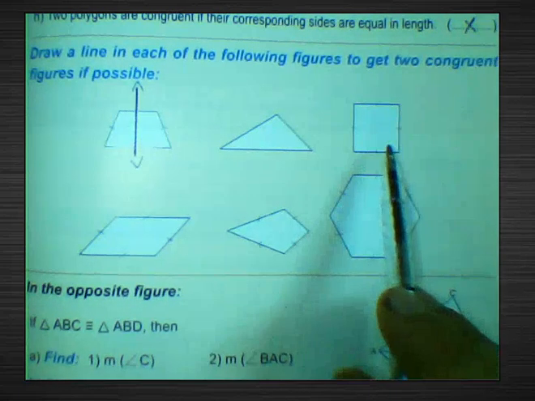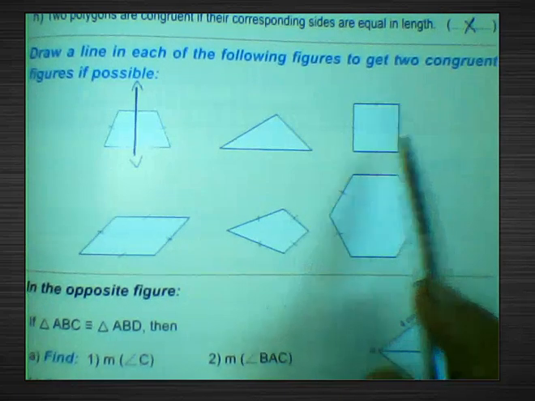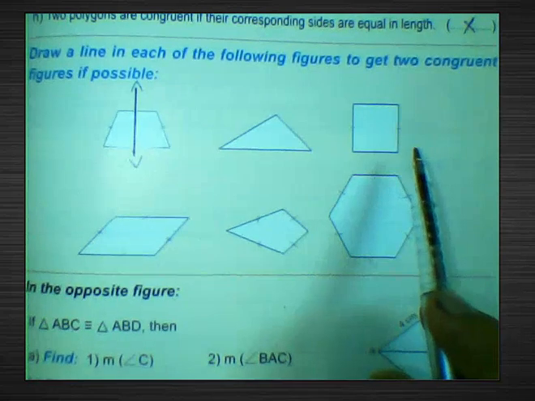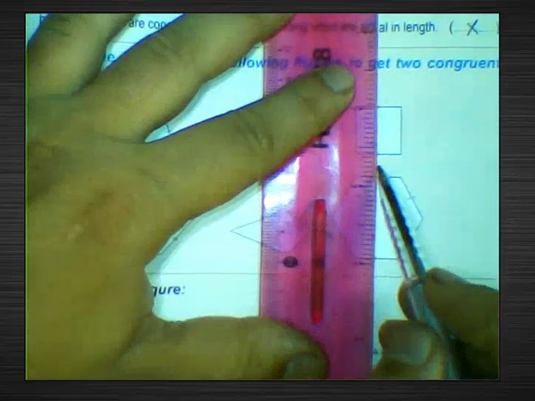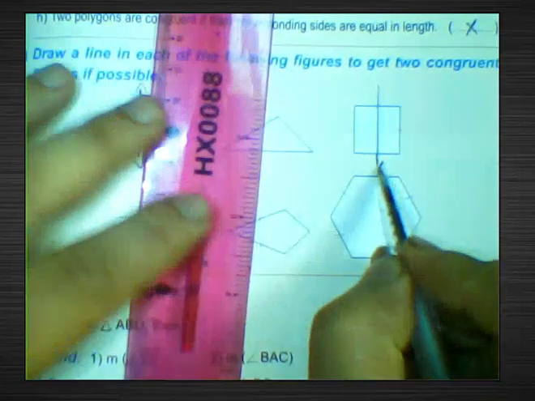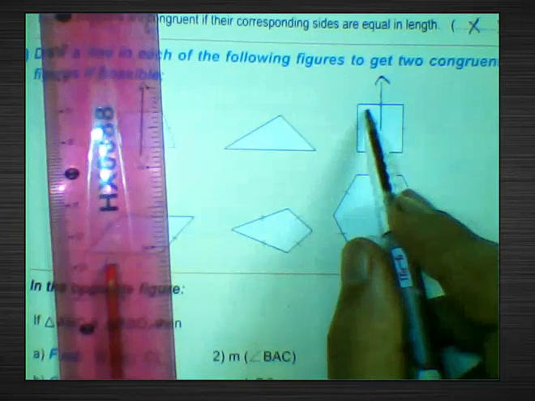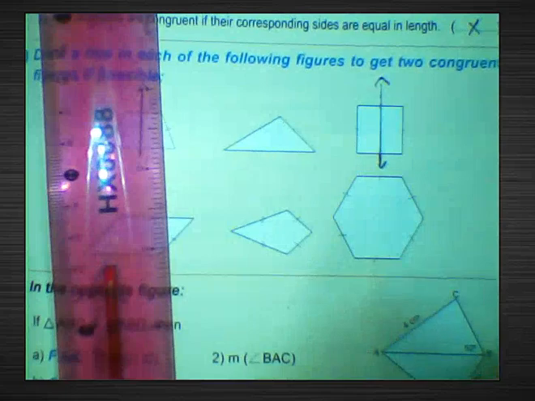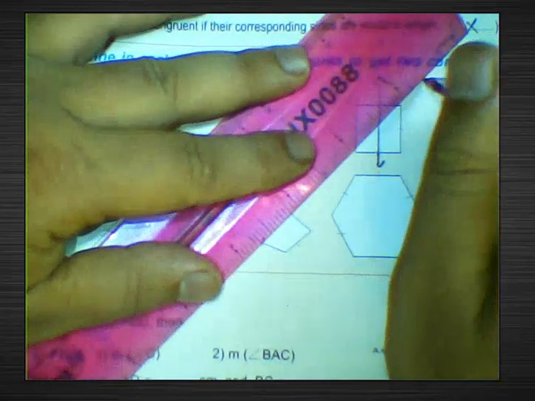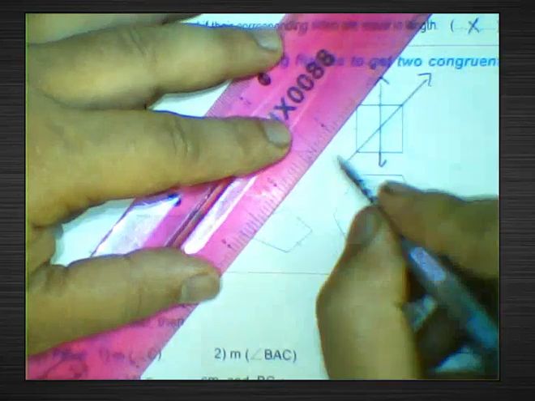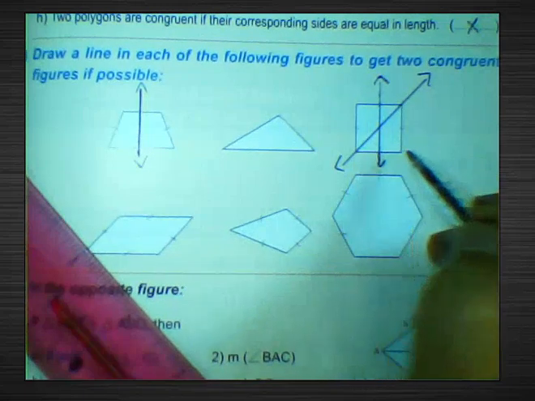Square: we can draw 4 line segments. Each of them can divide it into two congruent shapes. When we draw a line segment here, we divide the square into congruent parts. And if you draw this line segment here, you will divide the square into congruent triangles.